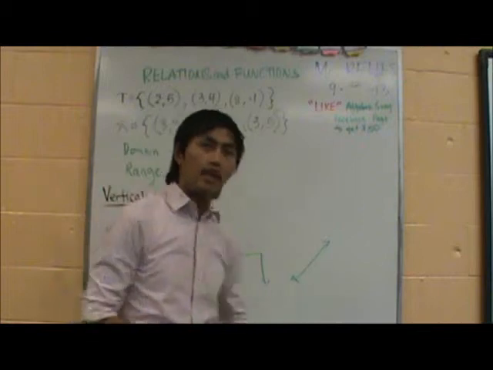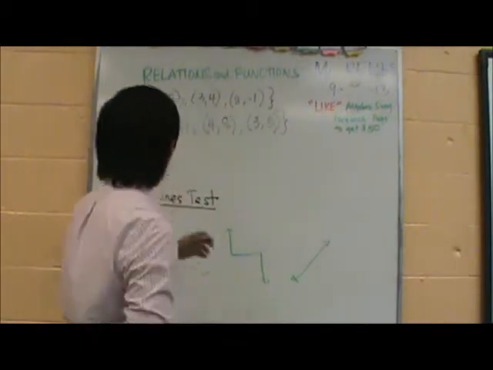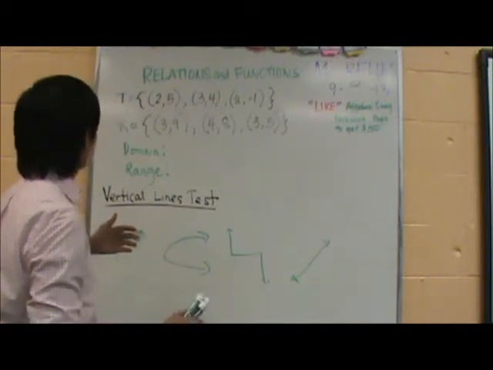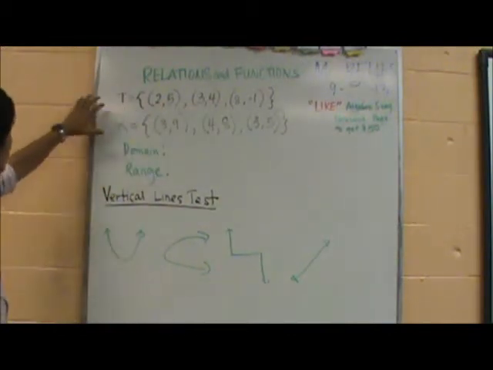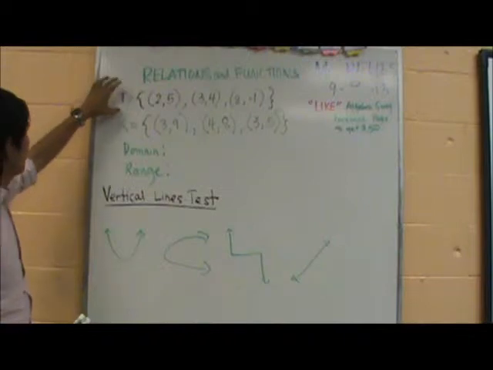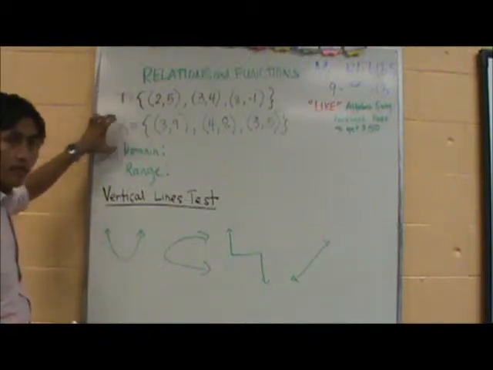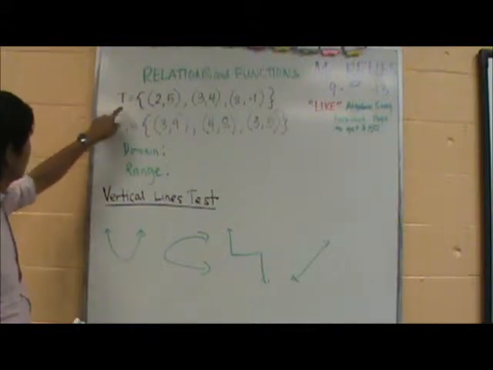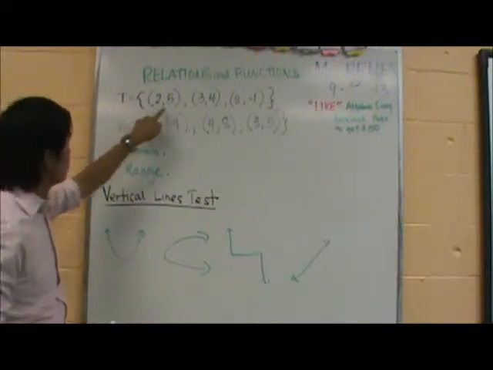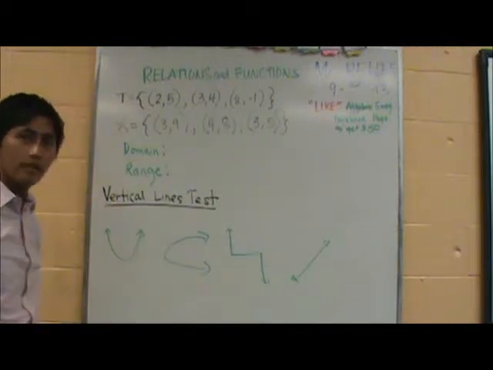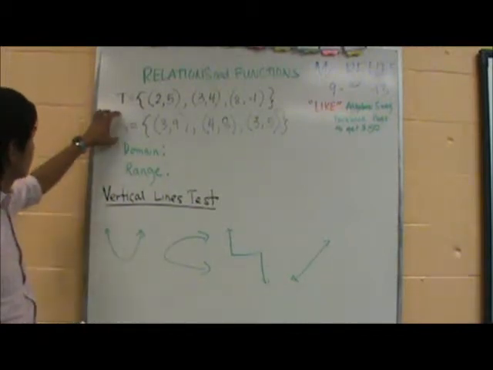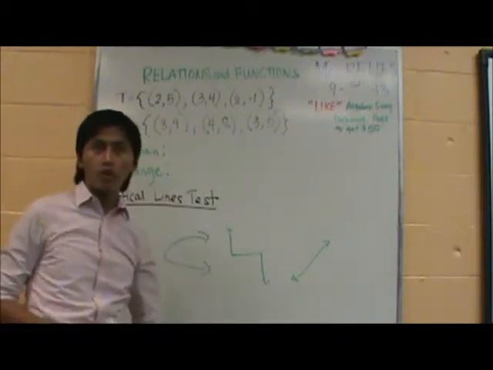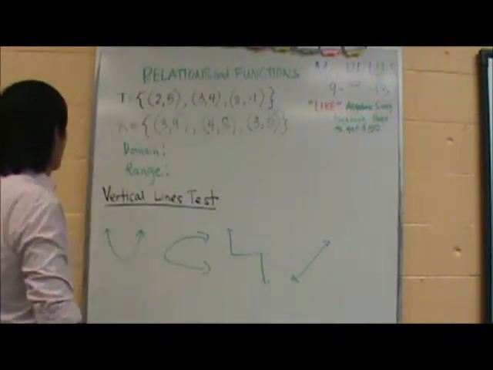Hi guys, in our class we learned the definition of relations and functions. We also learned that we have two sets, set T and set X, and in set T we have 1, 2, 3 ordered pairs. Same thing with set X, having 1, 2, 3 ordered pairs.